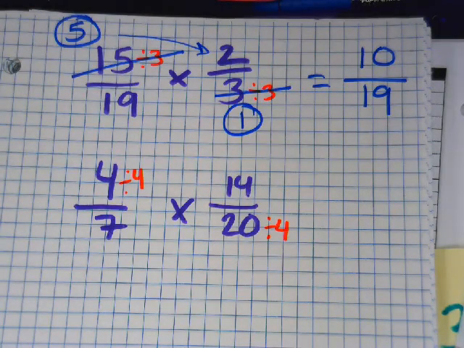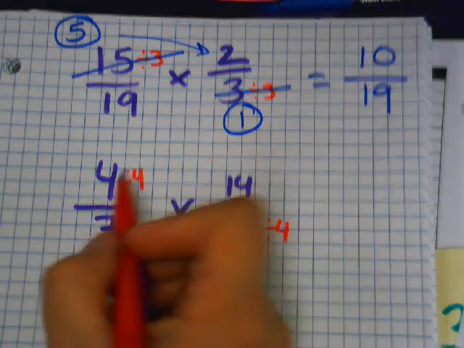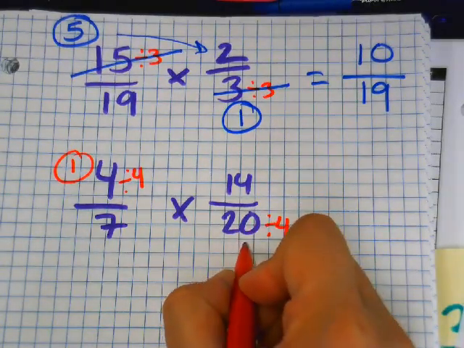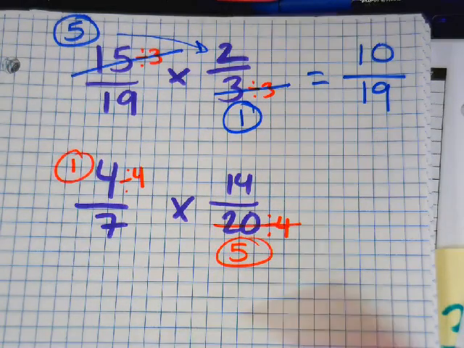I think I have it. What'd you get? 14 over 35? That's not the answer I got. So if you were to type that in, it would be wrong. Let's check why. 4 divided by 4 is 1. 20 divided by 4 is 5, right? Okay, now check your other corner.